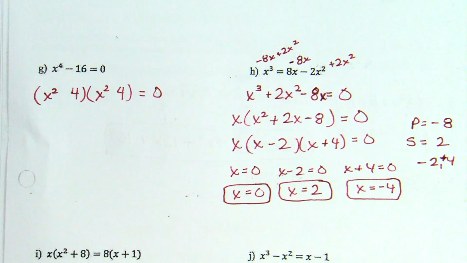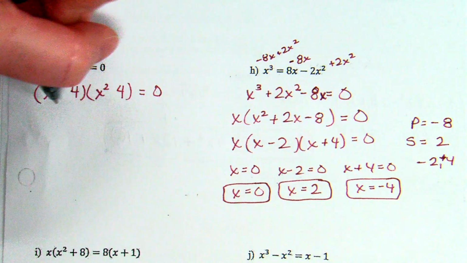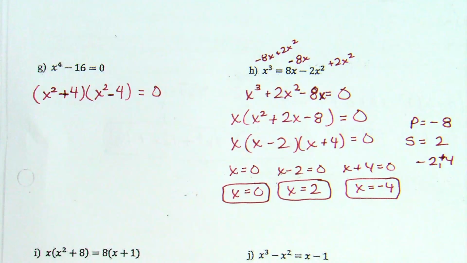Still 4? Yes. And how do you multiply to get negative 16? Still a plus and minus. Okay. There's 2 different directions we could go next. Anyone have any thoughts? Okay. We have 2 pieces multiplying to equal 0. Can we set them equal to 0? Okay, let's do it.